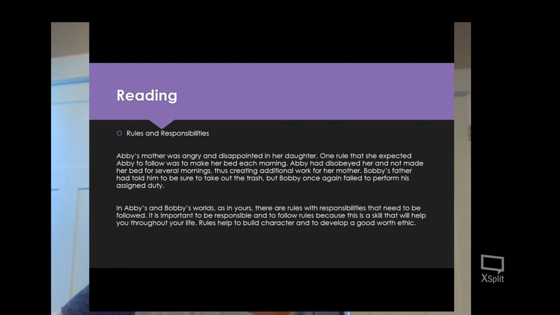Abby's mother was angry and disappointed in her daughter. One rule that she expected Abby to follow was to make her bed each morning. Abby had disobeyed her and not made her bed for several mornings, thus creating additional work for her mother. Bobby's father had told him to be sure to take out the trash, but Bobby once again failed to perform his assigned duty. In Abby and Bobby's worlds, as in yours, there are rules with responsibilities that need to be followed. It is important to be responsible and to follow rules because this is a skill that will help you throughout your life. Rules help to build character and develop a good work ethic. Okay, so that was the little reading excerpt.